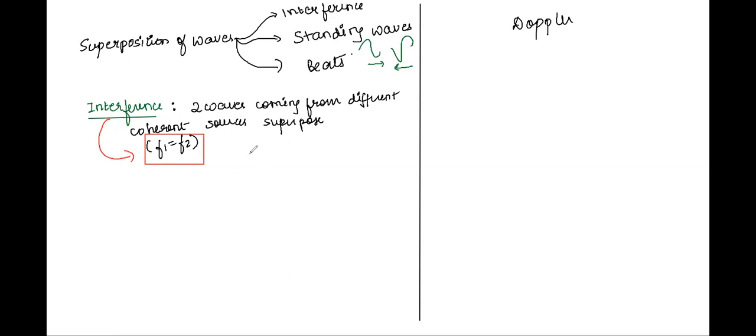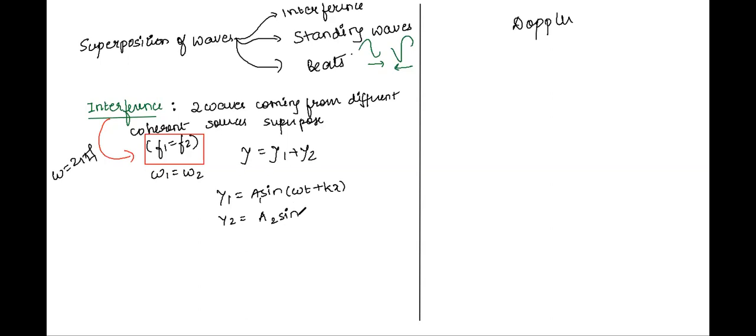In superposition, you will write y is equal to y1 plus y2. Amplitude can be different, but frequency should be the same. When frequency is the same, omega is also the same, because omega is 2 pi f. Suppose y1 is a1 sine (omega t plus kx), and y2 is a2 sine (omega t plus kx plus phi).